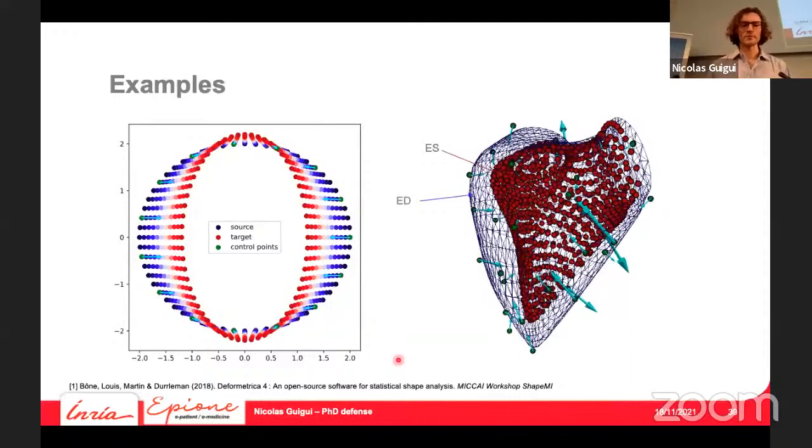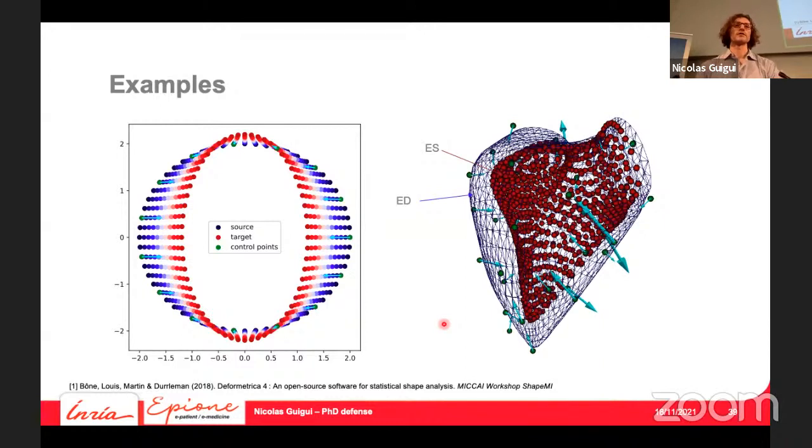So here are two examples computed with the software Deformetrica. On the left, it is a deformation between a circle and an ellipse, with the continuum of colors showing the whole trajectory between the two shapes. And on the right, it is a deformation of the right ventricle from the end diastolic frame, when the heart is the most dilated, to the end systolic frame when it is contracted. In red, the end systolic frame, and in blue, the end diastolic one.